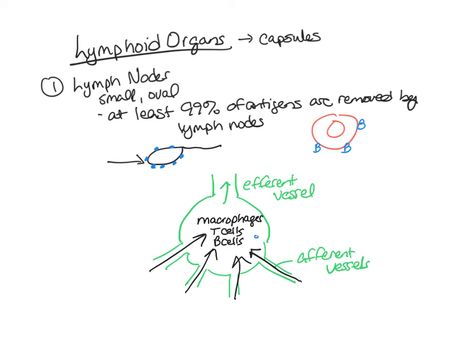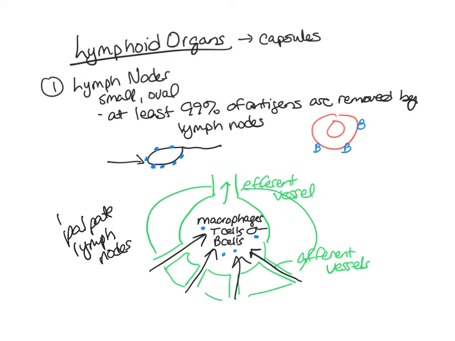So if there's any of these antigens floating around, or if there's any of these bacteria floating around, then the macrophages, the T cells, and the B cells are going to be able to respond to that and create an immune response. When there's an infection in your body, the T cells and the B cells will start to multiply, and there will become more and more T cells and B cells until this lymph node swells and gets much bigger than its normal size. When this happens, you can actually palpate the lymph nodes when you have an infection.